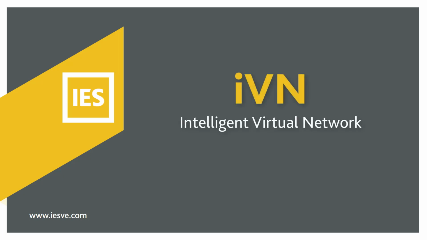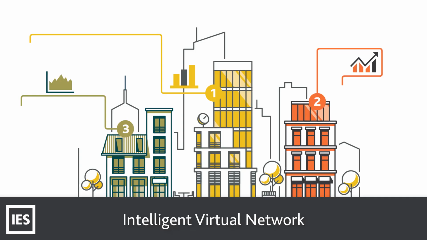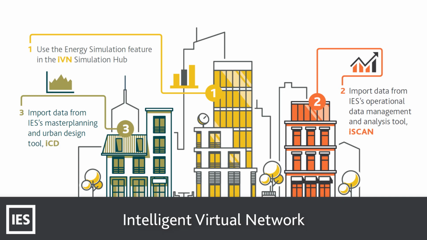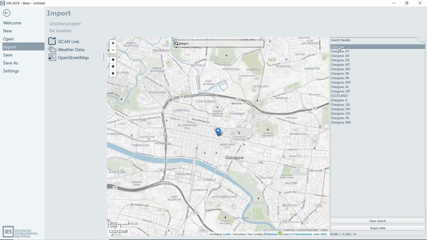iVN gives you the ability to support the design and upgrade of distributed energy networks or microgrids, and to identify the potential for energy trading, local energy bill reduction, and demand-side response. Within iVN, you can set up buildings to represent actual or future buildings for a network location. They can be imported using OSM.